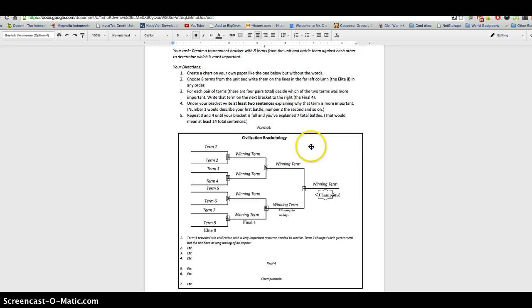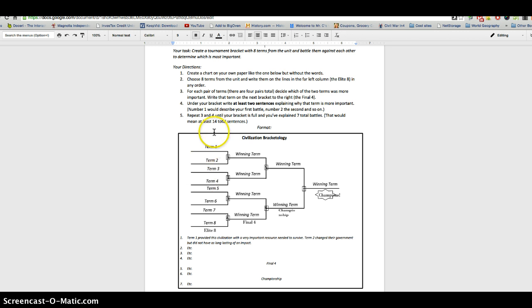Now, what bracketology does, it sets it up like a tournament. You're going to draw this bracket on your own paper, and the 8 people that you chose that were the most influential, you're going to have them battle against one another. Where you see the terms here is where you're going to put the people. You can put them in any order you want. You can choose who should battle against who, abolitionists against women's rights, or women's rights against education, or women's rights against another women's rights leader.